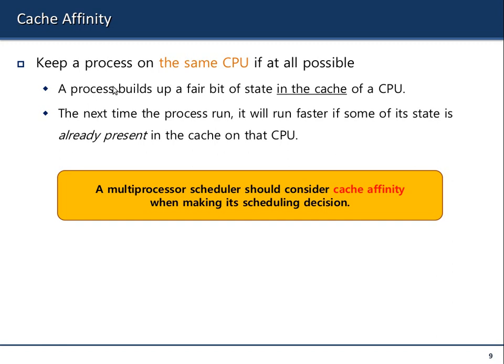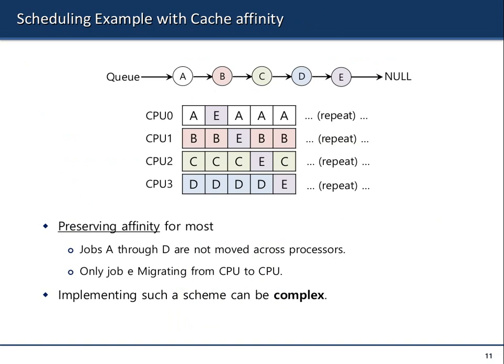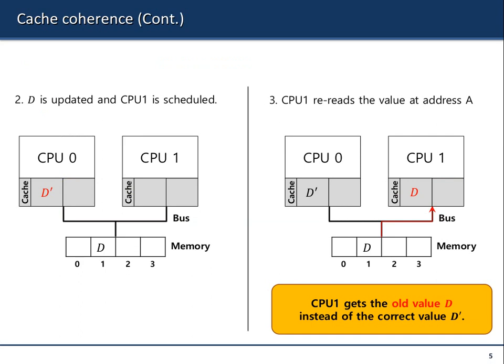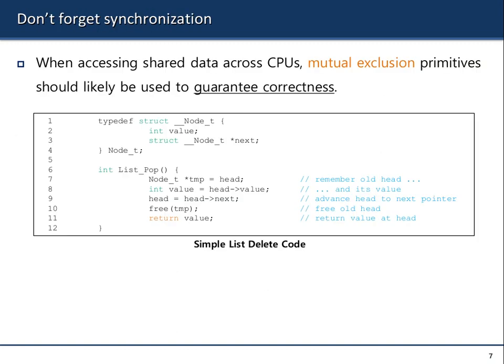A process builds up a fair bit of state in the cache. You can recall locality, do you still remember? We have temporal locality and spatial locality. If a process runs here, it has spatial locality, so usually the data it uses while running will already be placed in the cache. Now, if I suddenly move it to another core while it is executing, it needs to repopulate its cache again. That will be a performance issue.